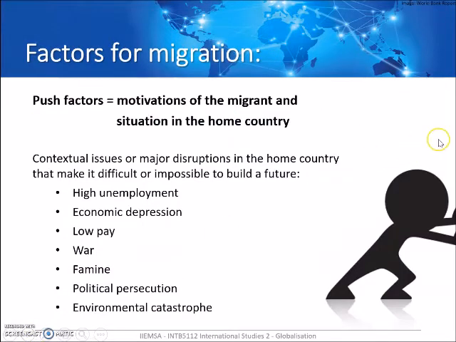Now, we sort of touched on factors for migration already. As we said, there are very different motivations for migration. Usually, the factors are categorized into two categories. One is push factors. Push factors are really motivations or reasons that push the person out of their home country, as the word already says, right? So it's really the motivations of the migrant and usually the situation in the home country as well that push the person to leave their home country.